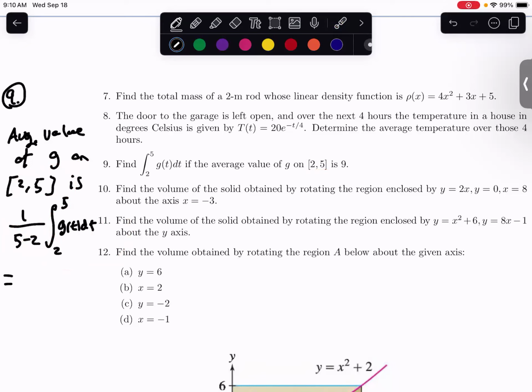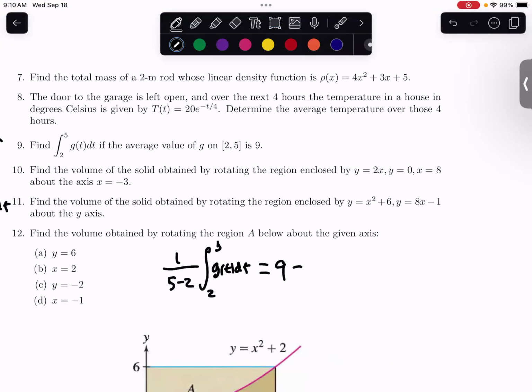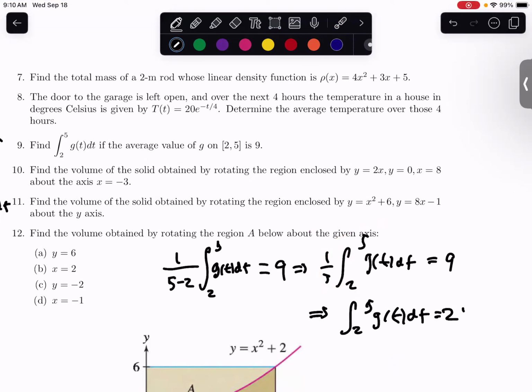So you set this equal to 9. I want this to be on a single line. So this is equal to 9. This is really saying that we have 1/3 times the integral from 2 to 5 of g(t) dt equal to 9. This is what we want to solve, right? We want to find what this integral is. So it's just a matter of multiplying both sides by 3. If you multiply both sides by 3, you get the integral from 2 to 5 of g(t) dt is equal to 27. And so this is the answer.